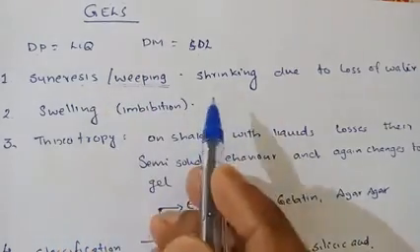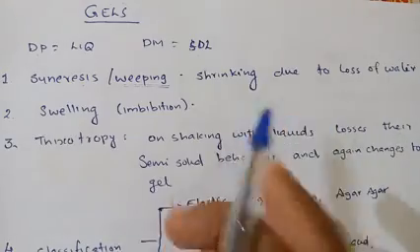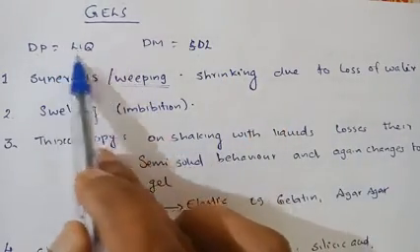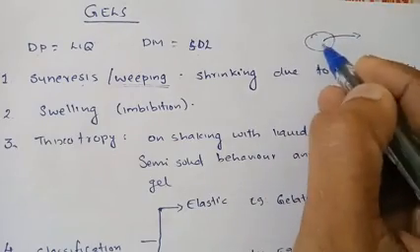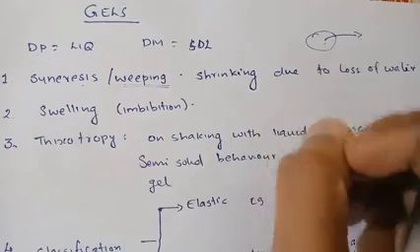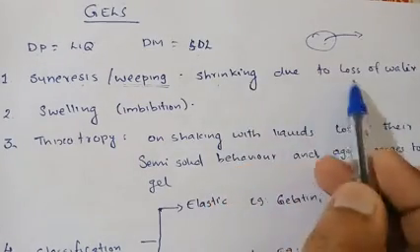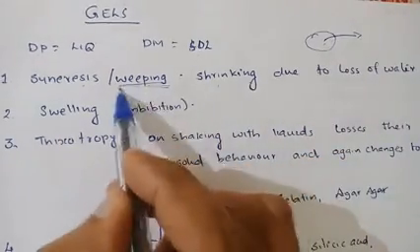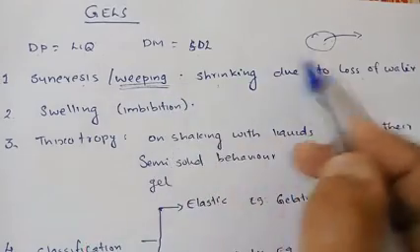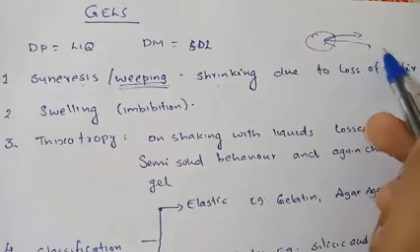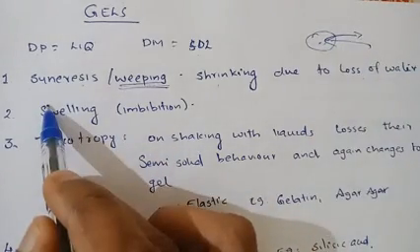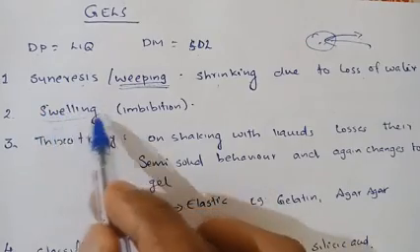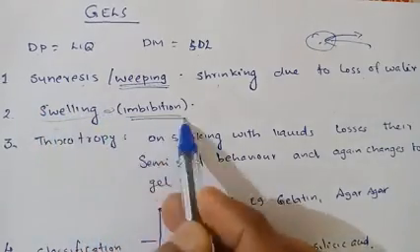Weeping means shrinking. Gel can shrink. How can gel shrink? If the gel loses water molecules. So if there is a gel and it loses the water molecules, it may shrink. So we can call the shrinking of gel due to the loss of water as weeping. Similarly, if water enters more into the solid, swelling takes place. Clear? For swelling, the important word is imbibition.